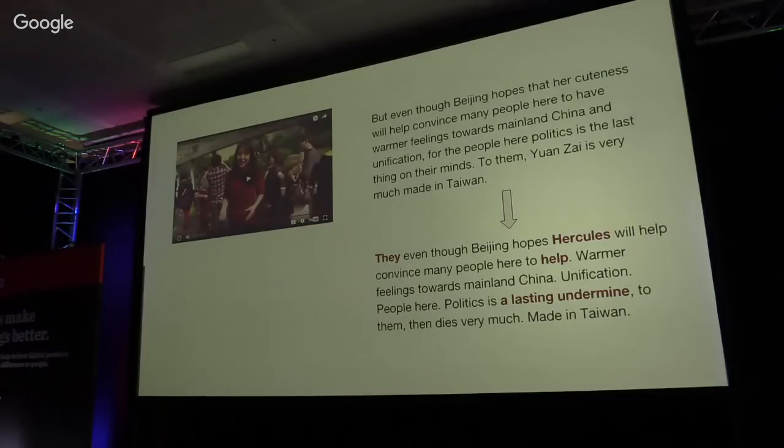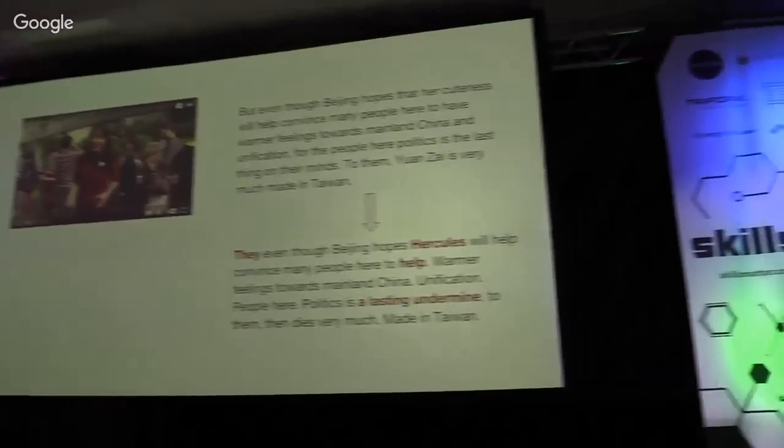So the completely wrong words are highlighted in red. It's talking about Hercules for some reason. It's got "lasting undermine" instead of "lasting on their minds." It could be better. It's also, not highlighted, missed out some words, and the punctuation's a bit all over the place.